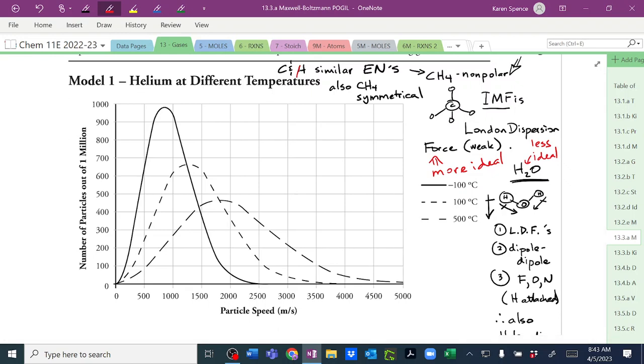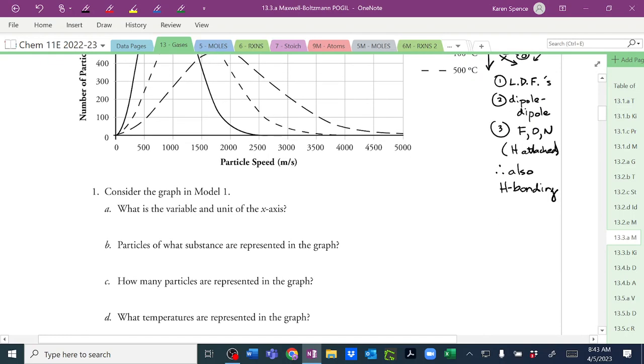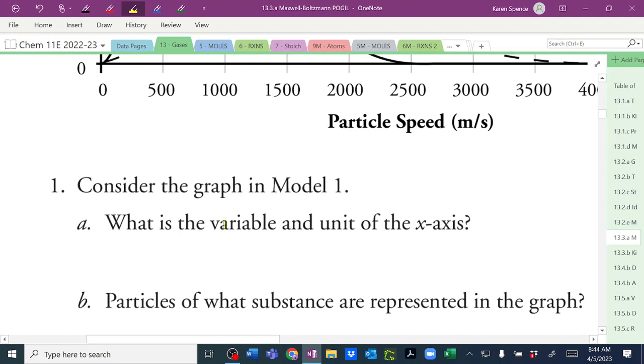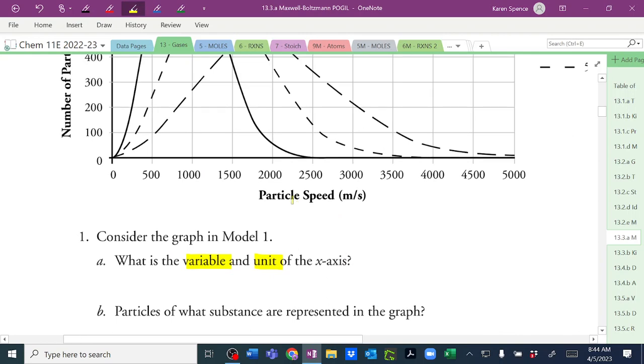All right, so here's our graph. And our first question is, what is the variable and unit on the x-axis? So we're starting out really easy here because it's pretty obvious that the variable and unit is particle speed, in meters per second.